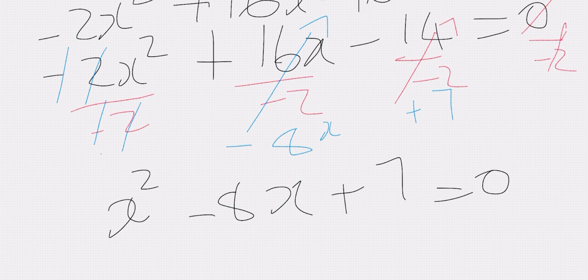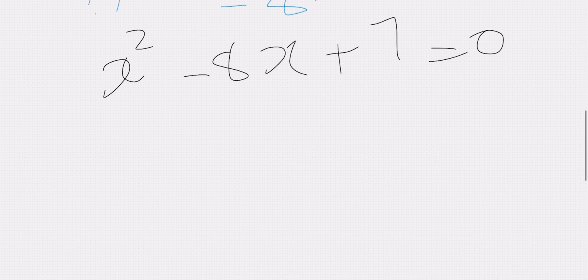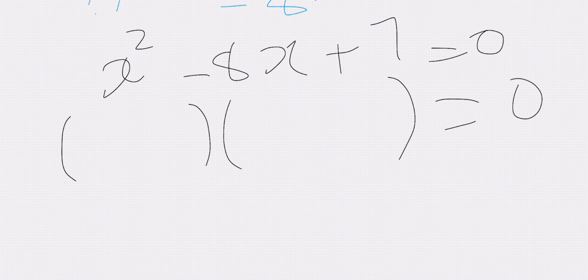Okay, let's move our page again. At this point, you can just open your brackets and look for factors. What are the factors of x? It's x and x, né? x and x. What are the factors of 7, such that when you add them or subtract them, they give you 8?